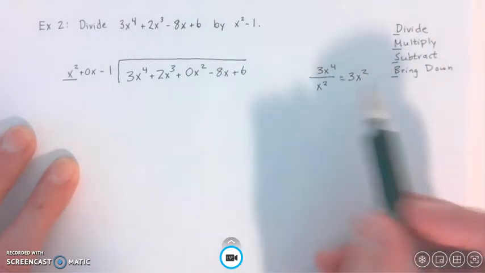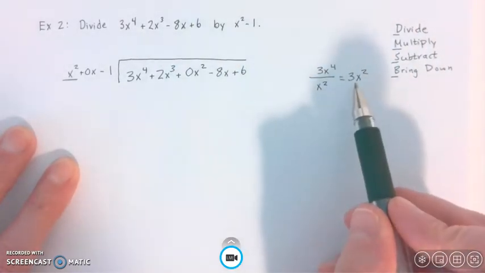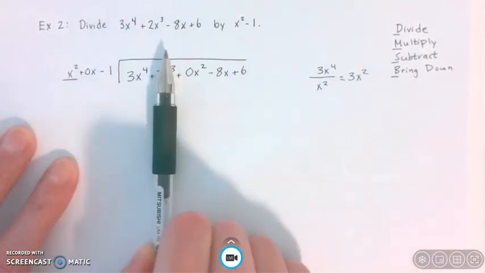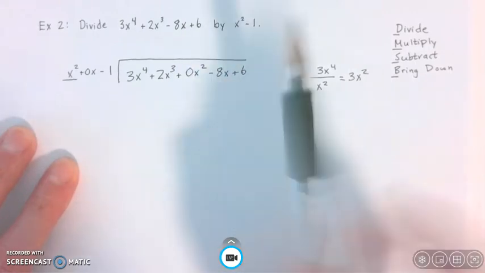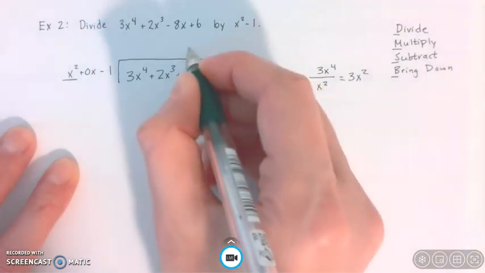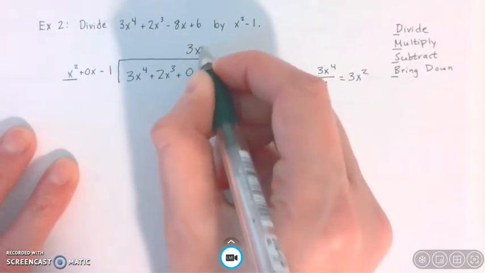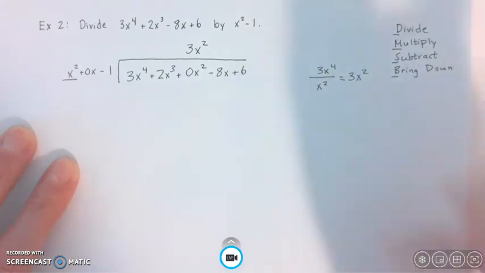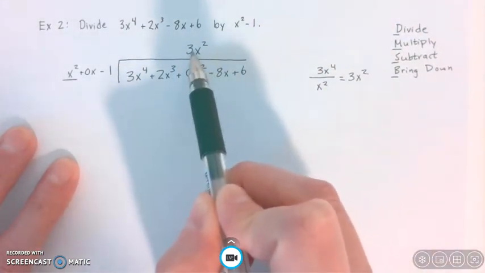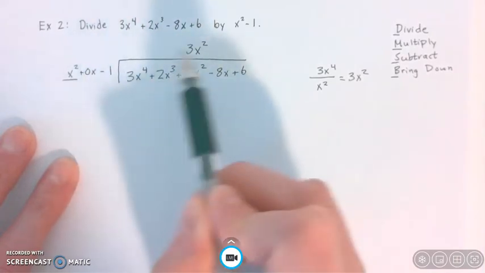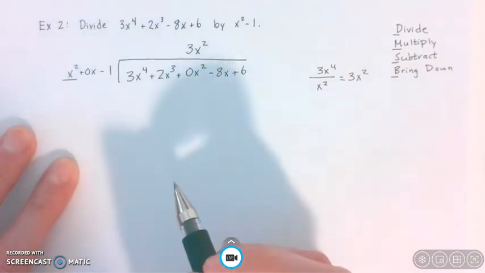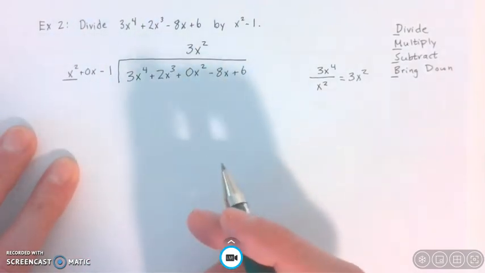All right, so this is the first part of my answer, and it's important to always line everything up in columns. So these are all the fourths, these are the cubes, these are the squares, and so on. So because the first part of my answer is a square, I'm going to put it right in the square column, 3x squared. So I divided, now I'm going to multiply. So I'm going to take this term, and I'm going to multiply it by every single term in the divisor right here. So I'm going to do 3x squared times x squared, and that gives me 3x to the fourth.